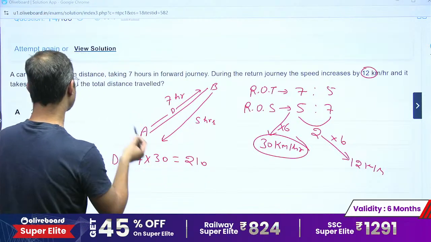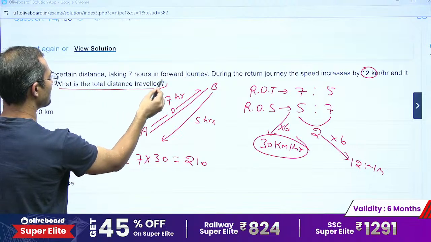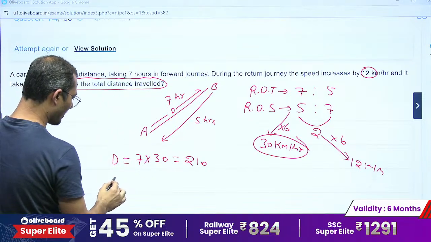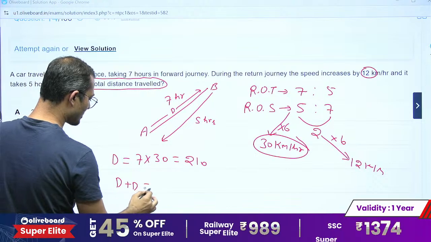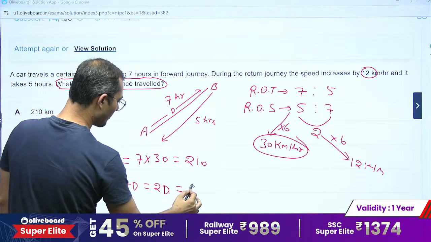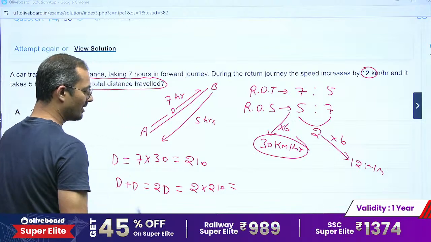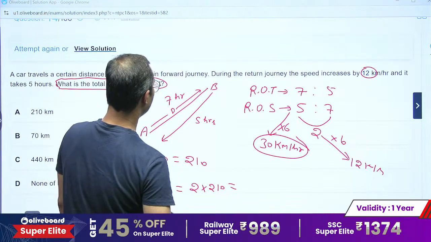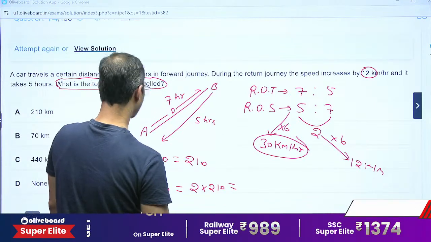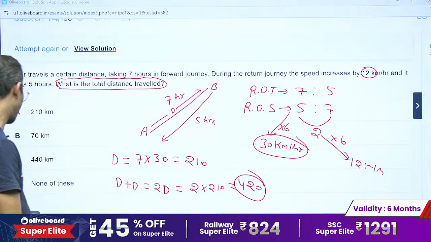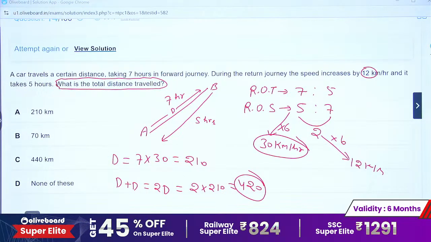But the question is asking what is the total distance traveled, not the distance D. Total distance traveled is how much? D plus D, that is 2D, right? So 2D is equal to what? 2 into 210. So the total distance traveled by the car is equal to 420, right? So 420 is the right answer. We are not having any options, so we can say D part is the right answer.